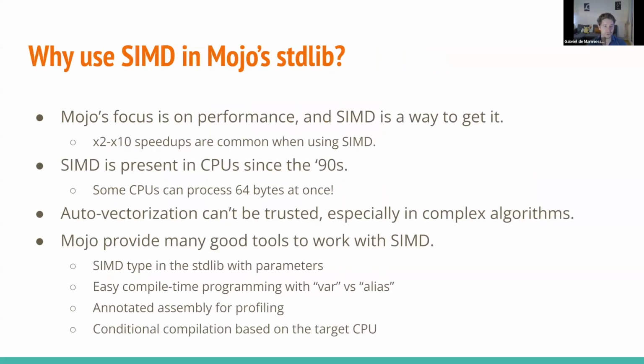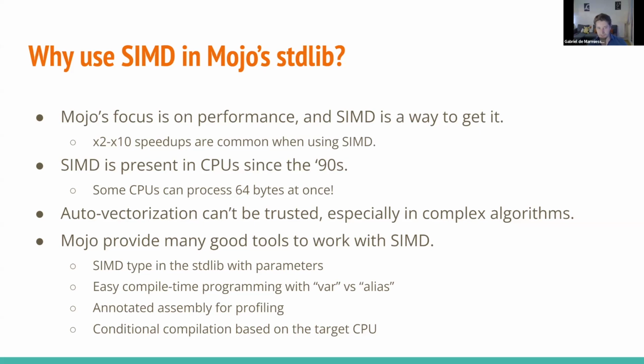So why would you use SIMD in Mojo standard library or even in your code in general? Well, the thing is that SIMD is a way to get performance, and Mojo's focus is also performance. So it is not uncommon to get 2 to 10 times speedups when using SIMD compared to just a plain for loop. Also, you shouldn't be afraid to use SIMD because of compatibility, because most CPUs nowadays have SIMD. So it shouldn't be an issue.